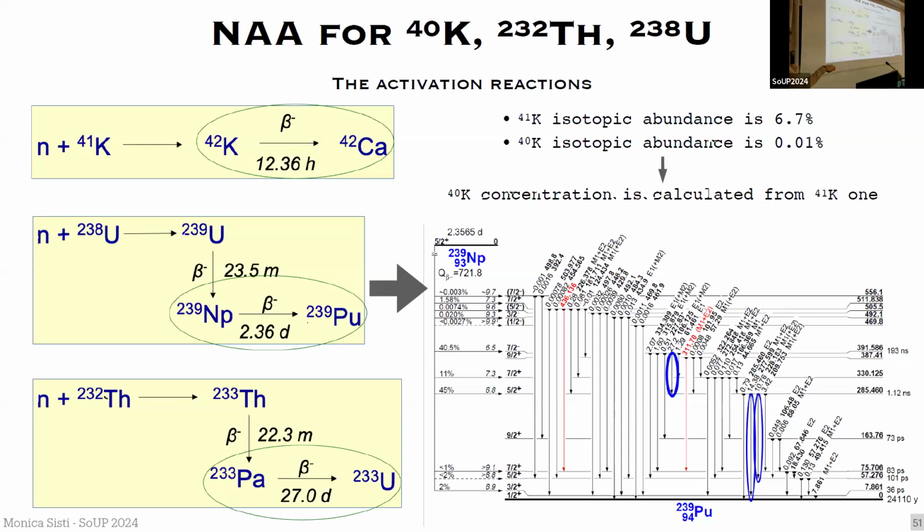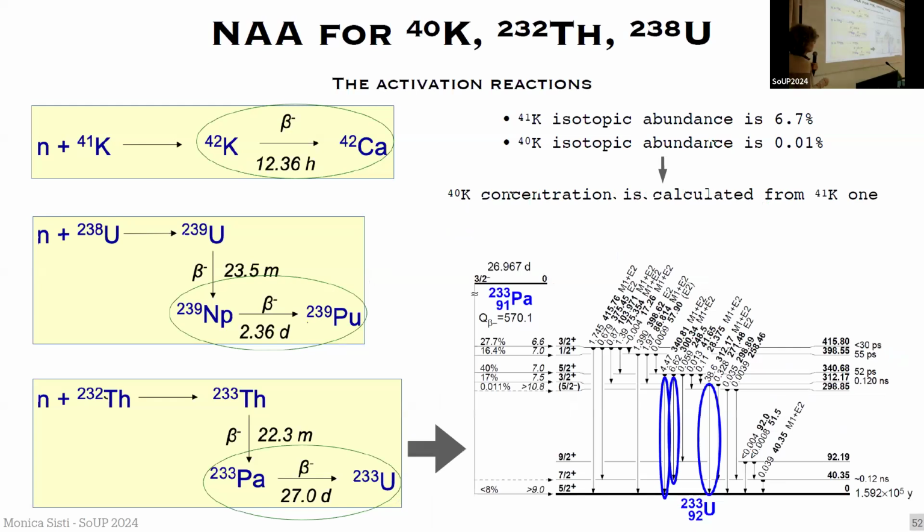It's 190 nanoseconds, and we use this to reduce the background a lot using a triple coincidence. So the beta minus, plus this gamma or electron decay, and then the other gammas. This is quite convenient, but you can use just this one to assess the uranium-238 content.